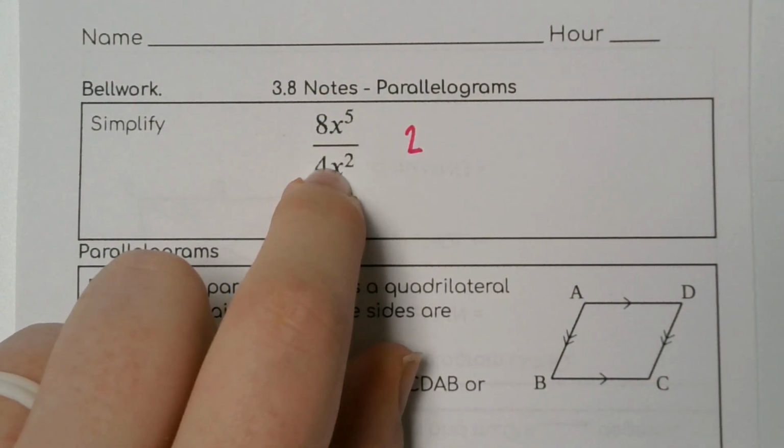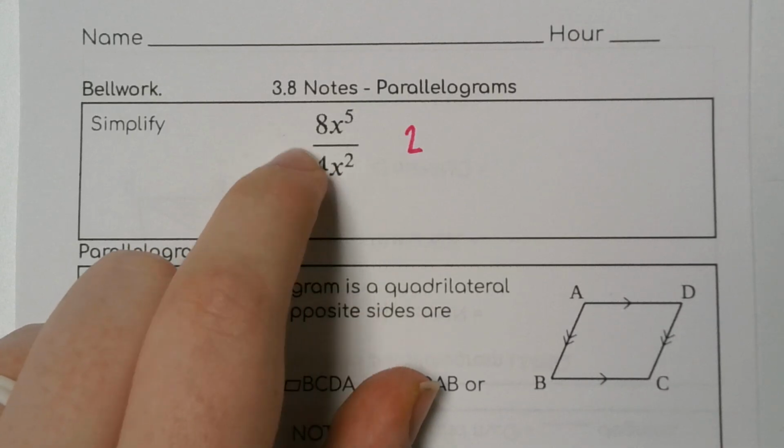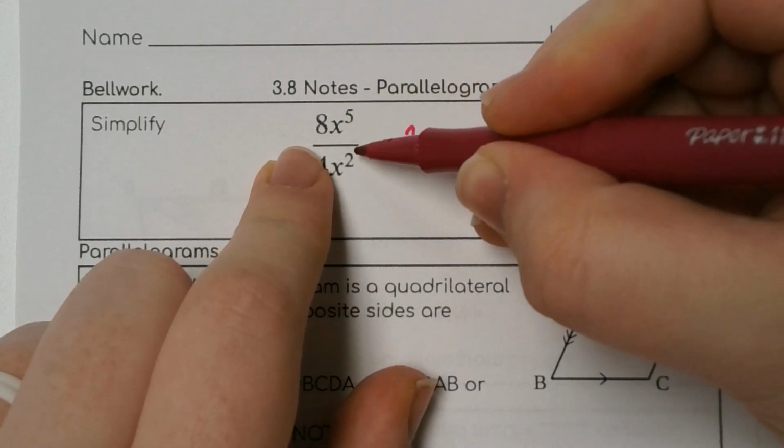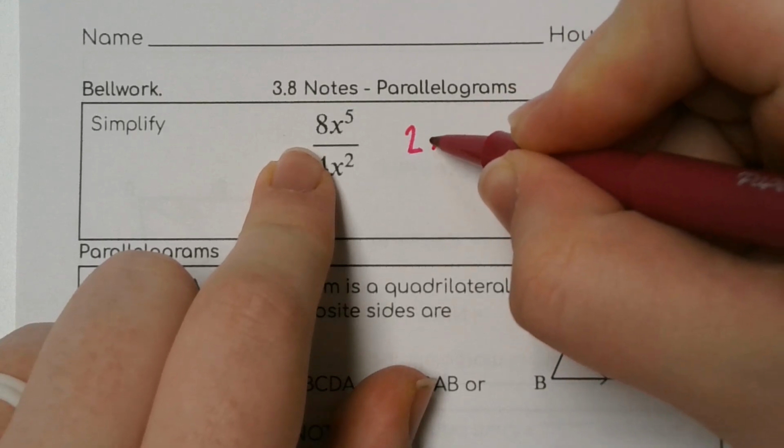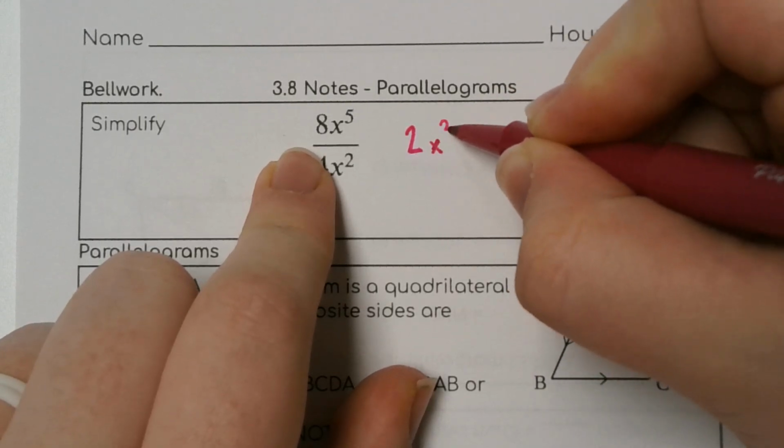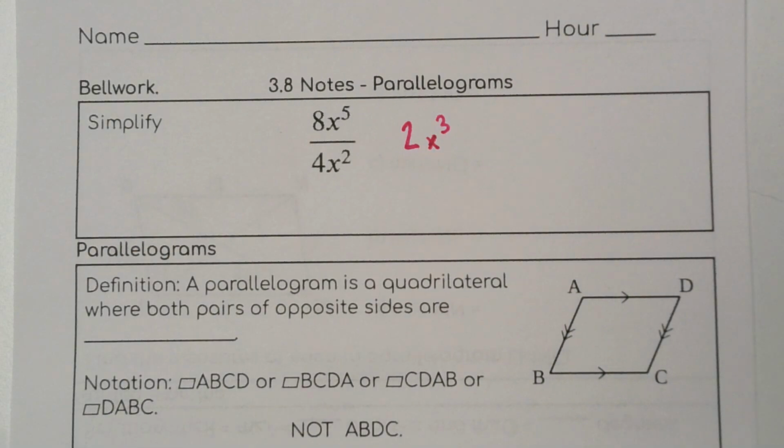Who just said that? Yes. What do you do? You subtract them. So we have 5 minus the 2. What is 5 minus 2? You got it. So we have 2x cubed would be our answer when you subtract your exponents.